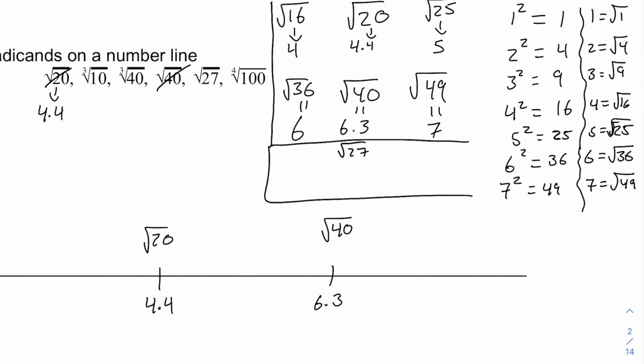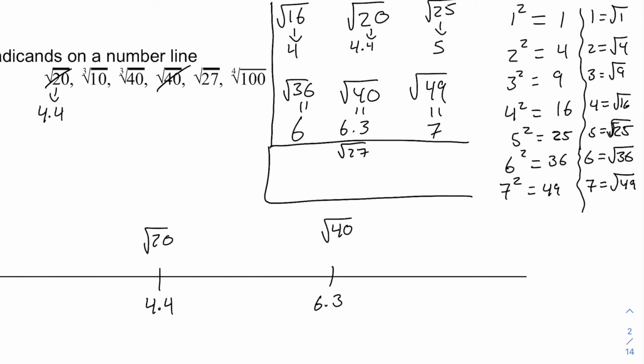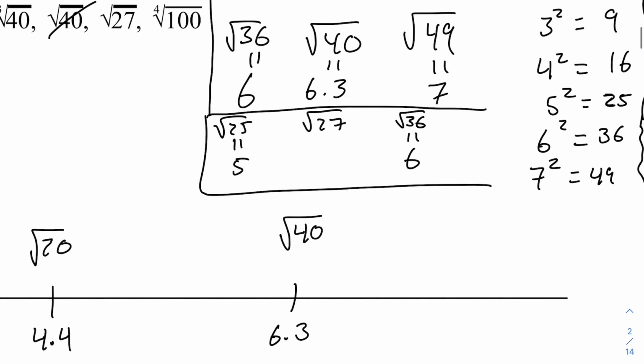So root 27, what does root 27 fall in between? Well, root 27 falls in between root 25 and root 36. So root 25 and root 36. Remember, root 36 equals 6. Root 25 equals 5. Okay, so here, root 27, well, that's way closer to 25 than it is to 36. So I'm going to estimate this to be about 5 point, maybe let's make it even 5.15.